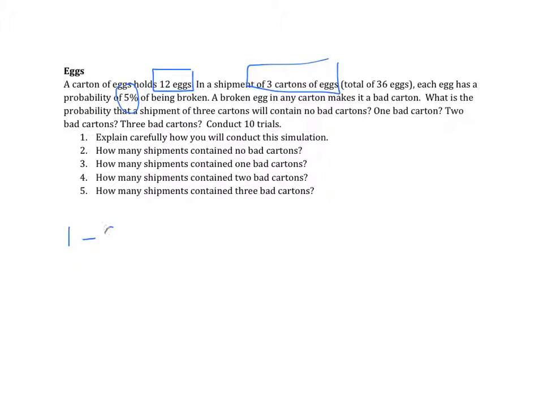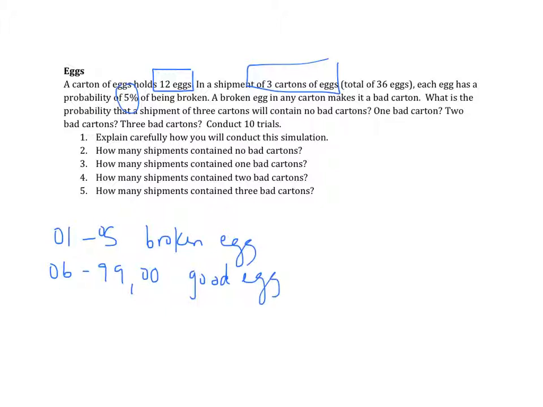So we're going to say 01 through 05 is a broken egg, and 06 through 99 and 00 is a good egg. Okay, so we're going to simulate a carton at a time, and then we're going to do 3 cartons per shipment, and that will be 1 trial.